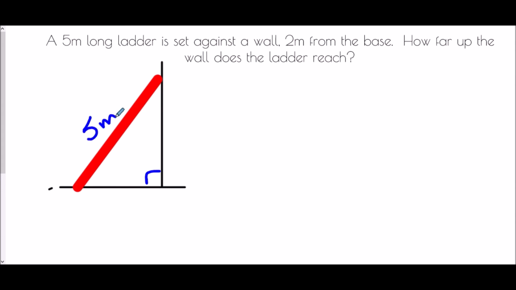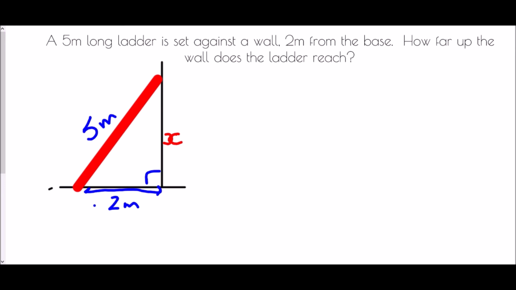We were told that the ladder was 5 meters long, meaning that this is 5 meters. We were also told it was set 2 meters from the base. Now that means we're talking about this distance along the bottom. And so it was 2 meters from the base of the wall. The question is, how far up the wall does it reach? And therefore there is our value x. Now in this situation, we now have a right-angled triangle where we know 2 sides and we want to find a third. That is Pythagoras' theorem.